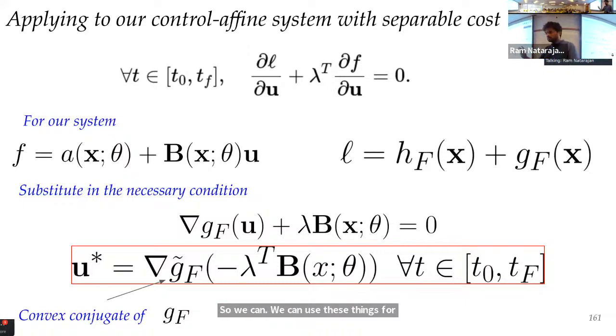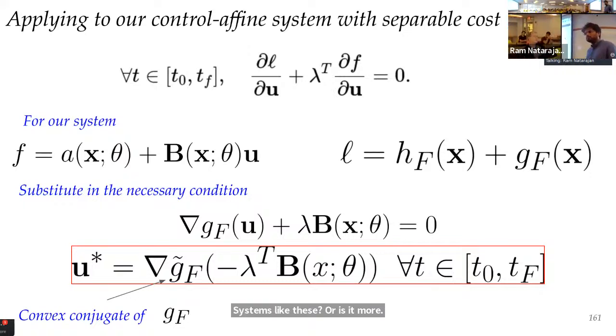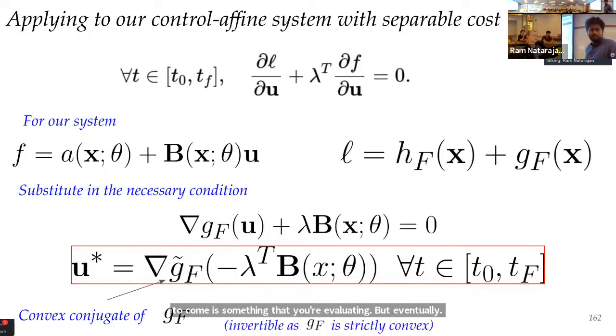Is the question about how you can compute heuristics for systems like these, or is it more about cost to come? Well, the cost to come is something that you're evaluating, but eventually there are cases where the cost to come exceeds whatever bounds you have on the suboptimality you can tolerate, or it becomes infeasible.